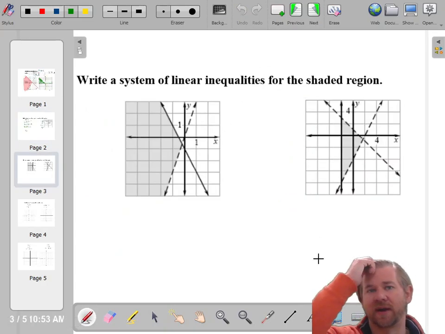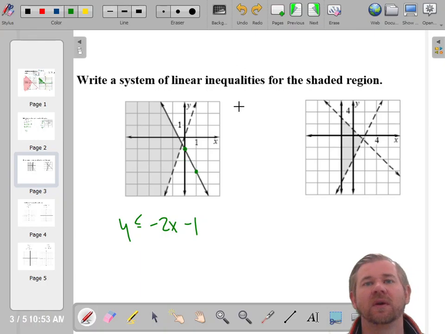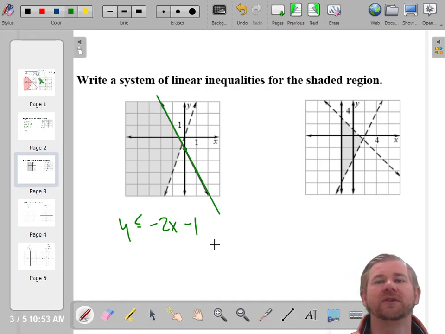All right, let's see. Can we write systems of equations? Let's just find the y-intercept and count the slope. So this one would be y, and it's underneath, so less than or equal to negative 2x minus 1. The y-intercept is negative 1. That's right here, negative 1. And the slope is down 2 over 1, so negative 2 over 1 is the slope. That's this line. I'll make it green so you can see it. The other one I'll do in red.